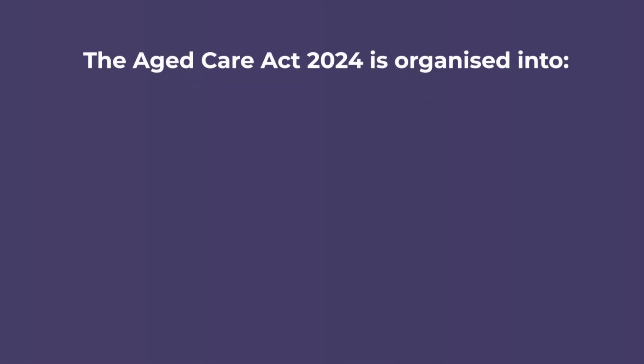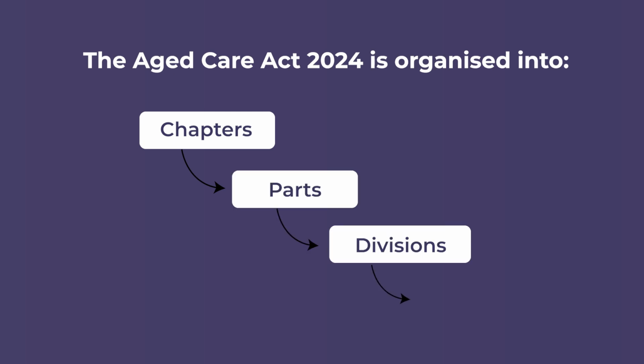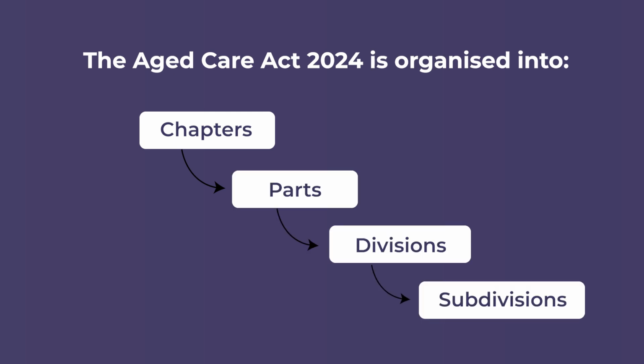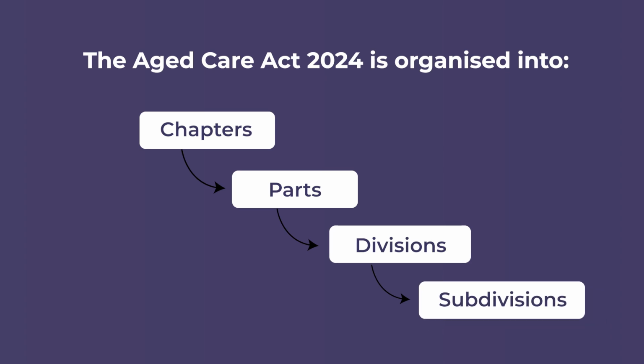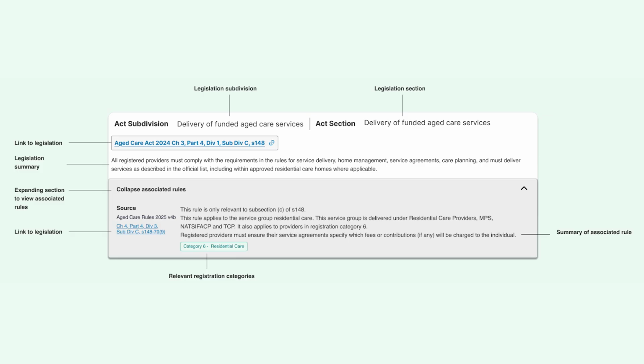The Aged Care Act 2024 is organised into chapters, parts, divisions and subdivisions to make the legislation easier to navigate and apply. Within each chapter, parts break down the content into functional areas, while divisions and subdivisions include sections with detailed provisions setting the scope and ability to create rules. The rules are what are known as subordinate legislation and provide a greater level of detail to the expectations set in relevant sections of the Act.